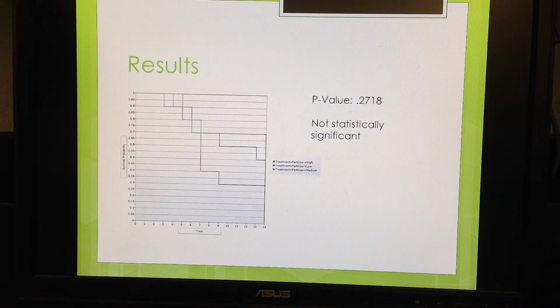After collecting our data, we graphed our results using a Kaplan-Meier curve. We received a p-value of 0.2718, which is far greater than the p-value of 0.05, which is the required value for a statistically significant experiment. Therefore, we did not have enough evidence to reject the null hypothesis, which states that fertilizer does not affect the lifespan of C. elegans.